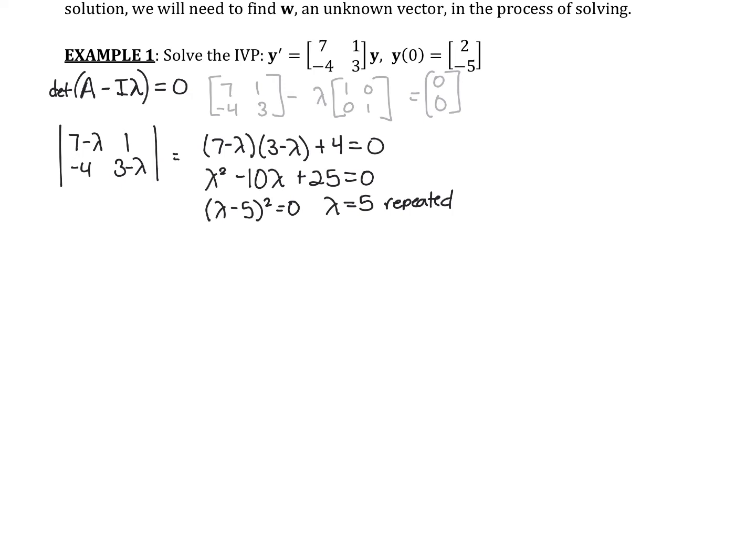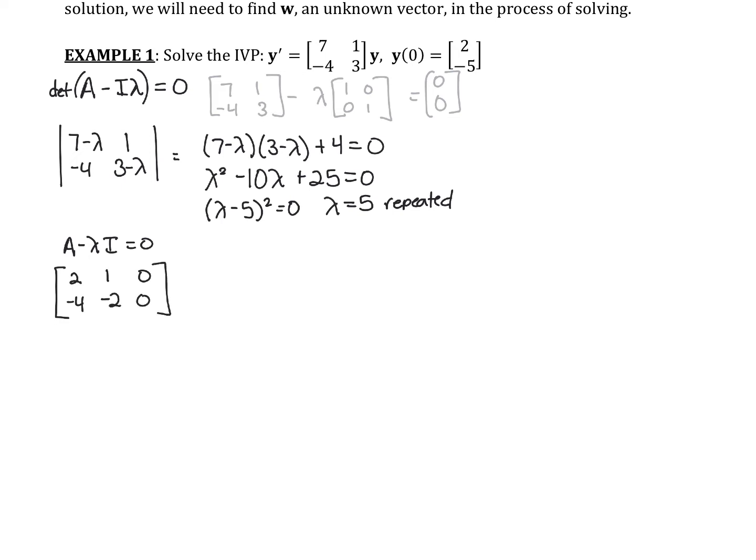I'm also going to show you another step here that I'm going to start skipping, and I'll explain why. Now the goal is to find the eigenvectors. We know the eigenvalues are 5 and 5. So now my goal is to find the eigenvectors associated with 5. But to find those eigenvectors, remember we take A minus the actual lambda I and set it equal to 0. And so for our problem, it would look like 7 minus 5, which is 2, 1, 0, and then negative 4, 3 minus 5, which is negative 2, and 0.